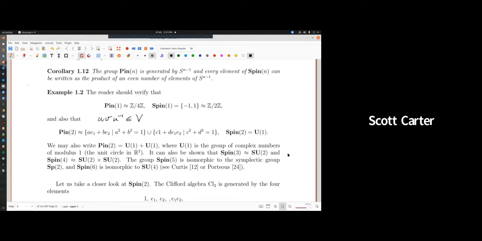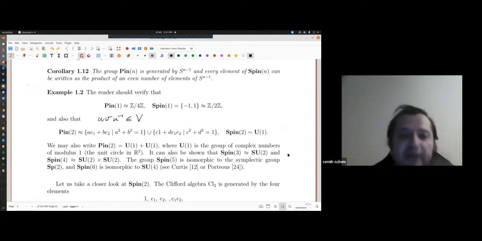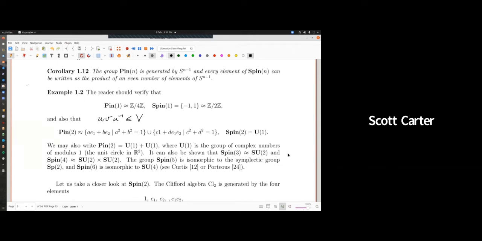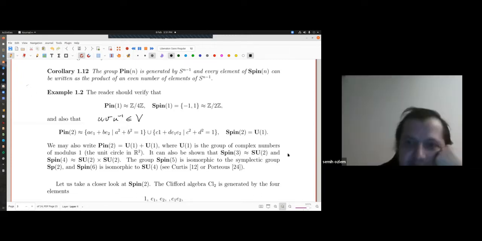Well, if pin 2 is a subgroup of SU2, then I think it's okay. SU2 would again be the 3-sphere. Okay.